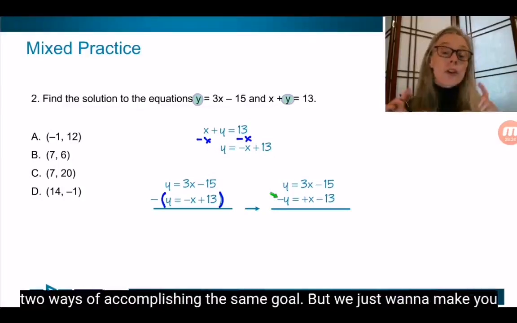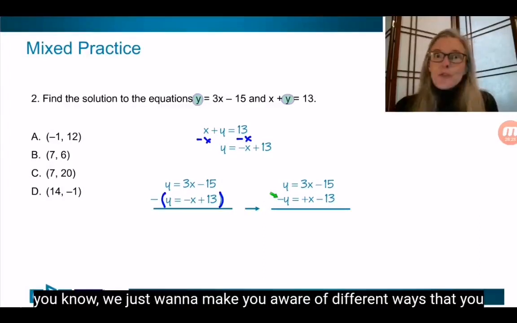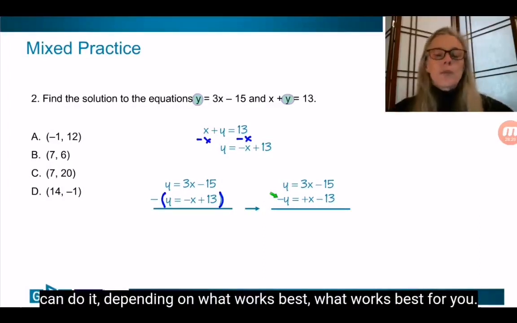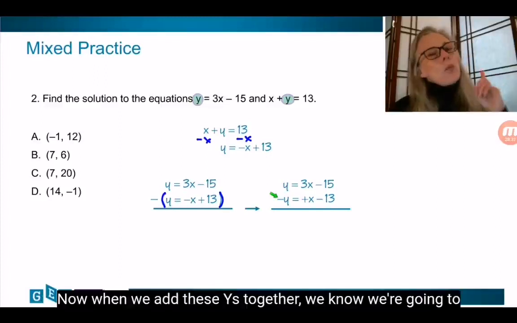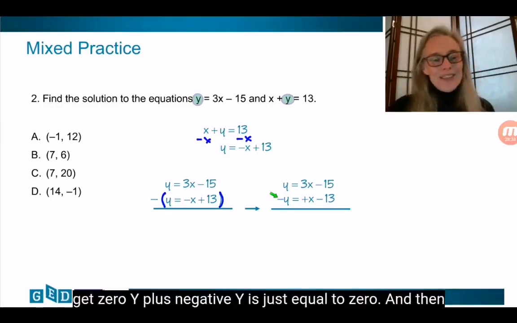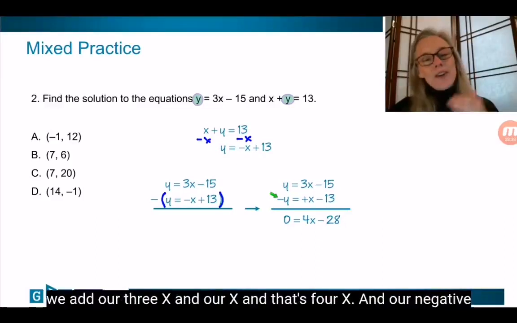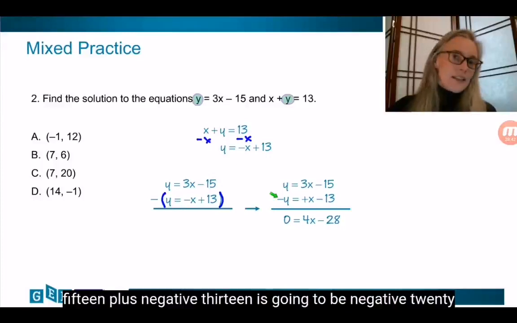These are two ways of accomplishing the same goal. And we just want to make you aware of different ways that you can do it depending on what works best for you. Now, when we add these y's together, we know we're going to get 0. Y plus negative y is just equal to 0. And then we add our 3x and our x, and that's 4x. And our negative 15 plus negative 13 is going to be negative 28.